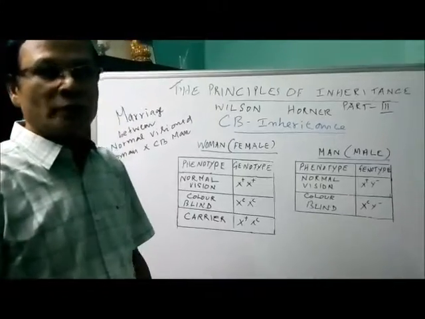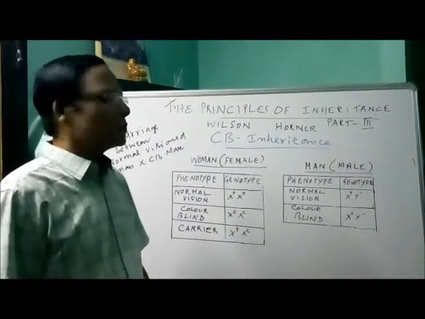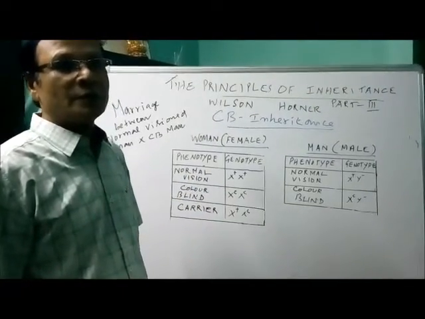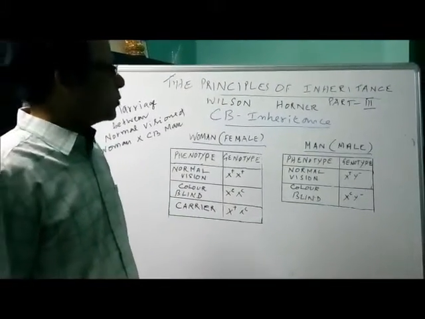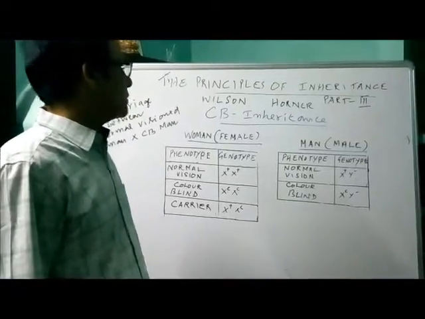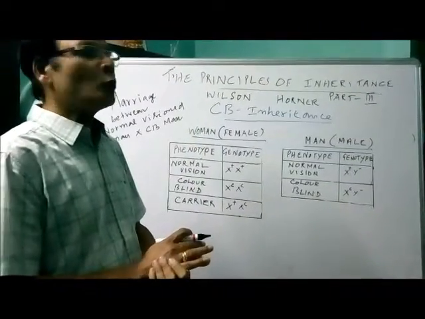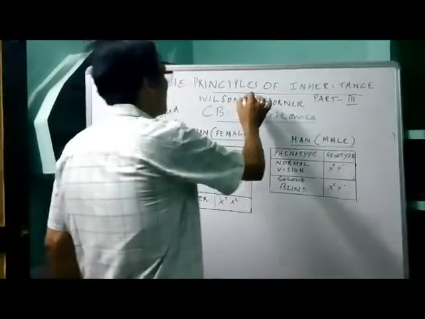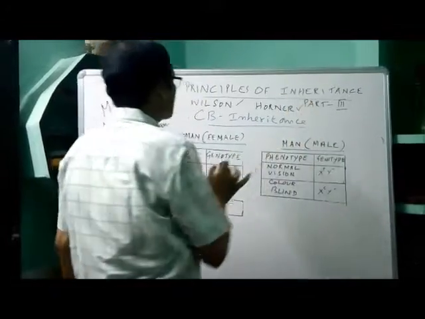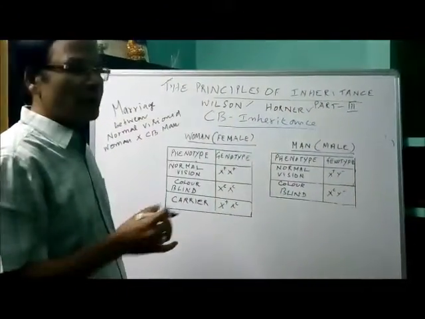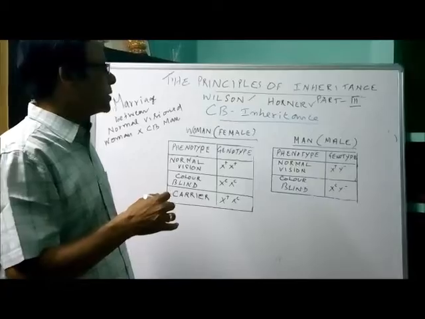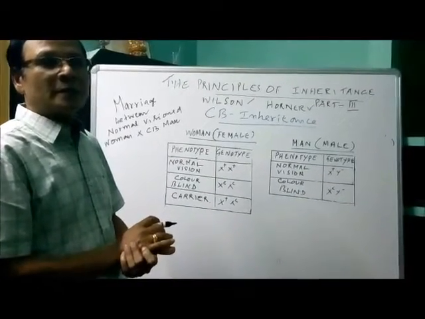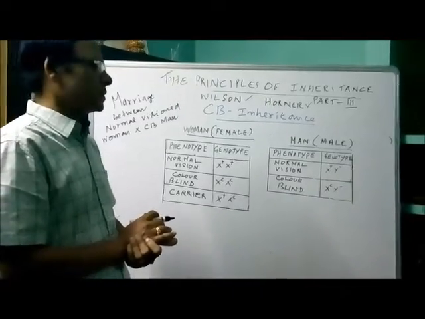Students, today I want to discuss how the colorblindness character is inherited from the parents to the young ones or the offspring. Colorblindness was first reported by Wilson, and the pedigree of colorblindness was reported by Horner. Wilson observed this colorblindness, and the pedigree chart was prepared by Horner. It is inherited as a recessive X-linked character.